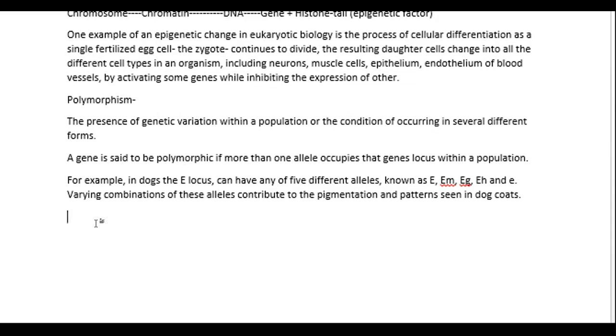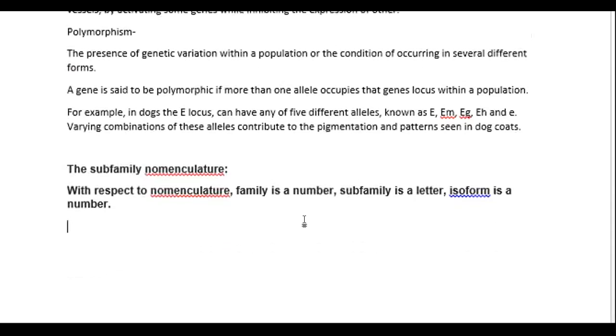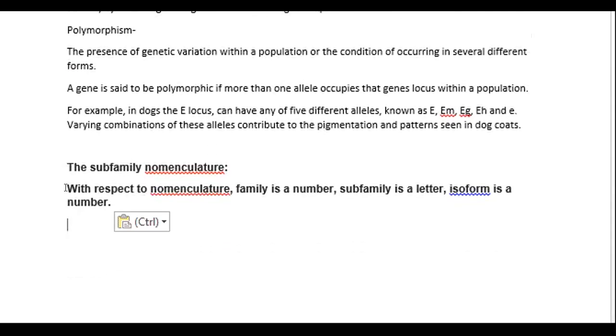And next, coming to the point you have given in your first topic, the subfamily nomenclature. With respect to the nomenclature, family is a number, subfamily is a letter, and isoform is a number. So now let us explain this. What is this?